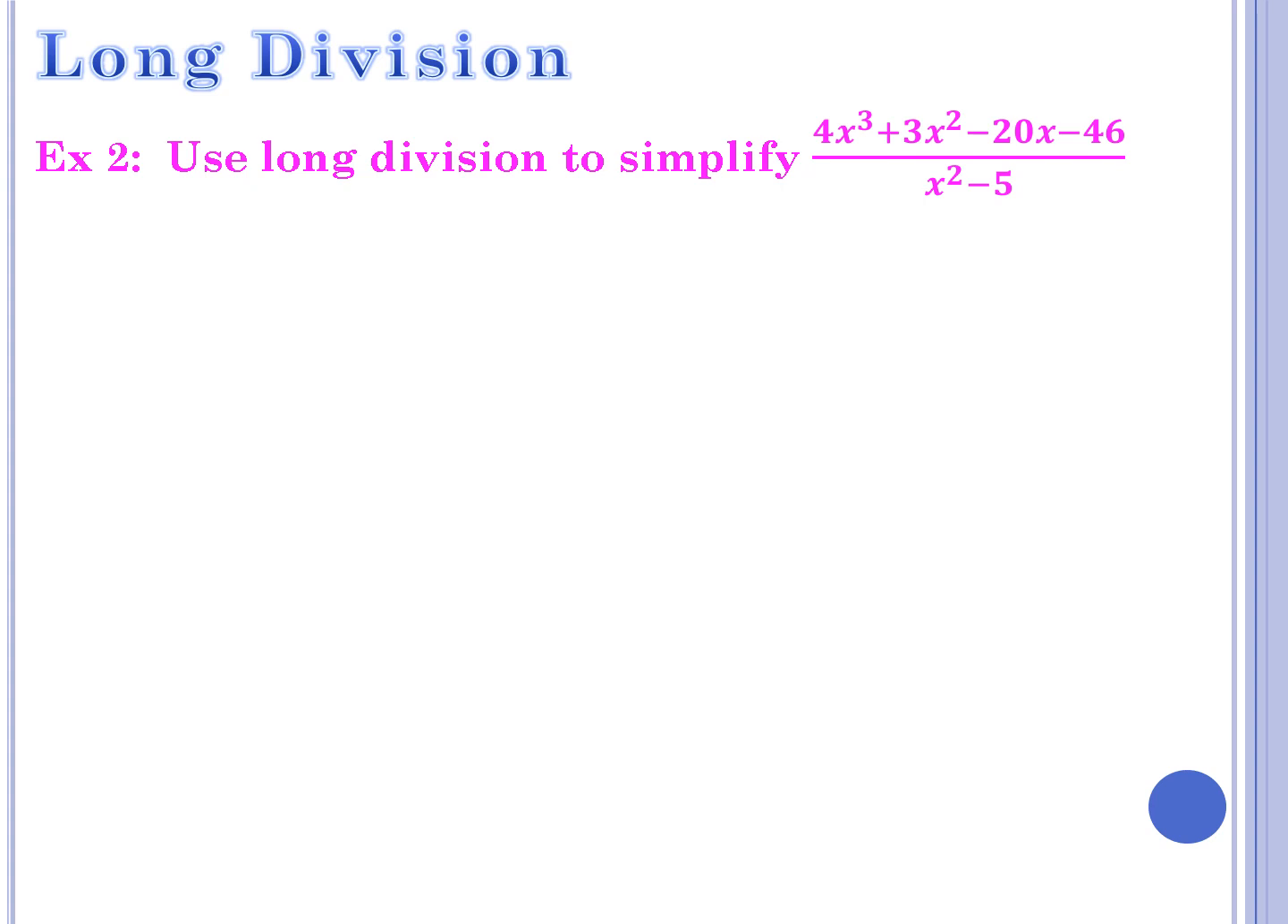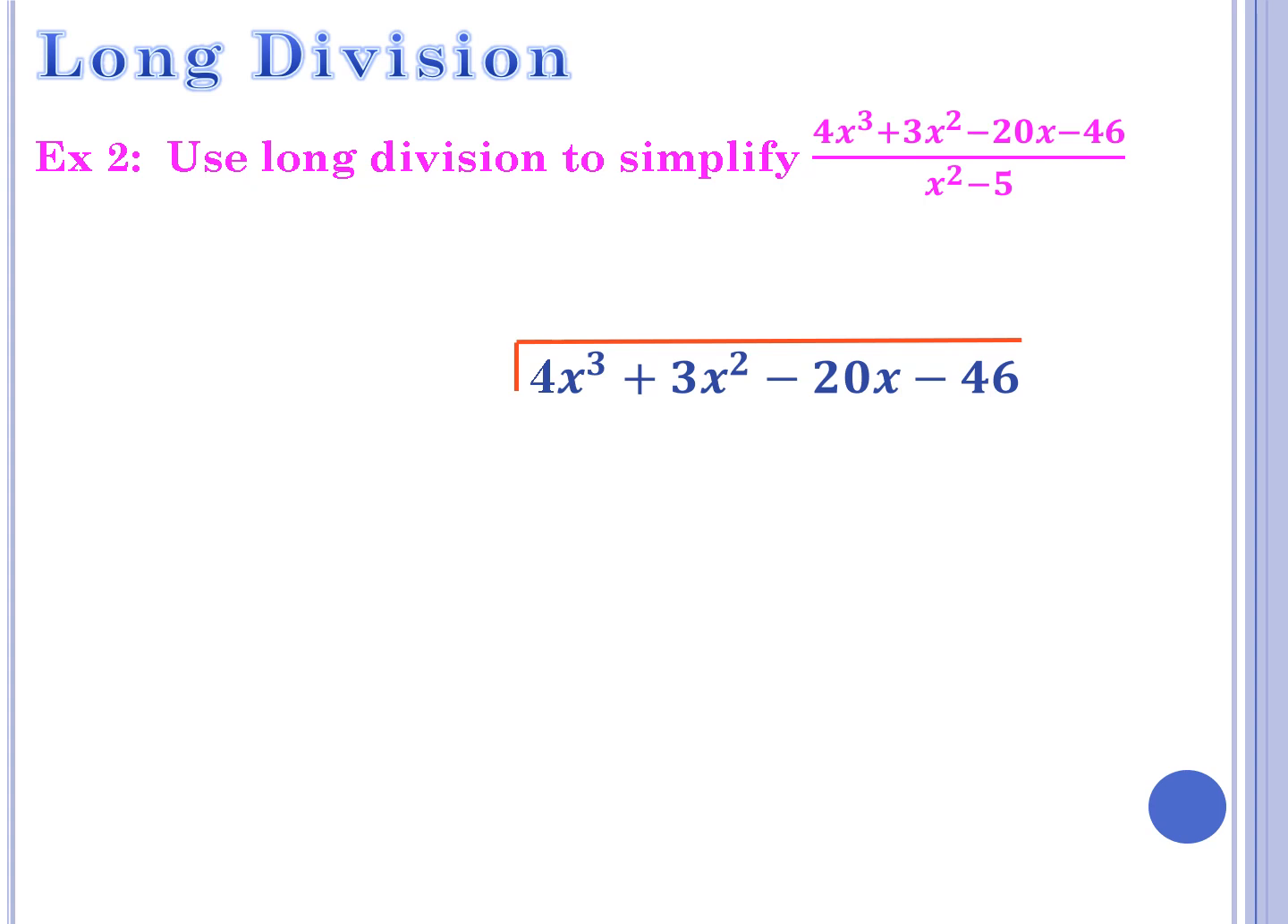Let's do another one. Use long division to simplify 4x cubed plus 3x squared minus 20x minus 46 divided by x squared minus 5. So I look at my numerator: 3, 2, 1, constant. We're good. No need for a 0 term.